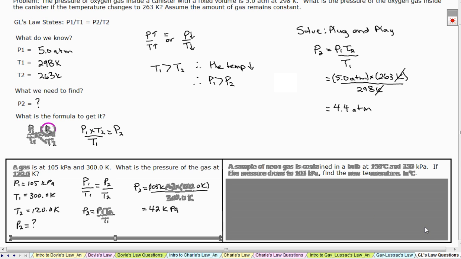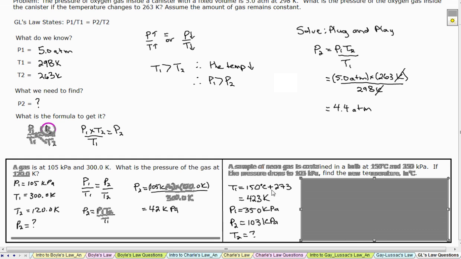This next question here, we have a sample of neon gas. It's contained in a bulb at 150 degrees Celsius and at 350 kilopascals. If the pressure drops to 103 kilopascals, find the new temperature in degrees Celsius. So we're going to have a bunch of steps in this one. Again, initially I write down all my information. Notice that what I did right away was I changed my initial temperature reading into Kelvin. 150 degrees Celsius plus 273, 423 Kelvin. Inputted my pressure values. Again, my pressure went down, so my final temperature is going to need to go down as well.